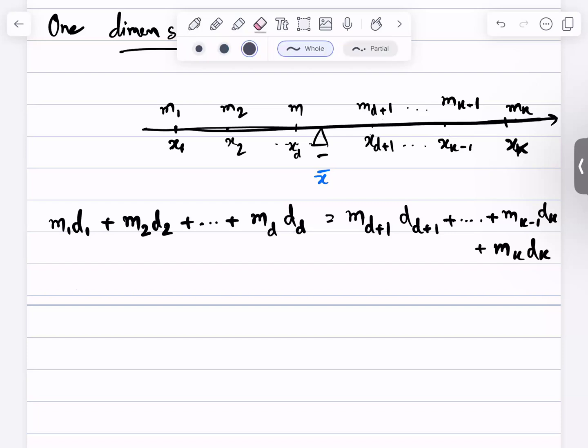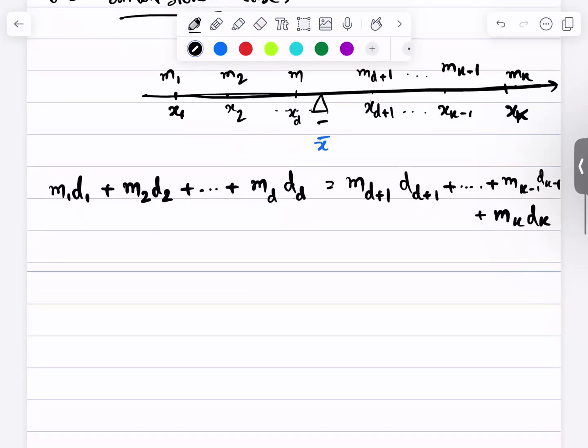Okay, there's a mistake, it should be that. So m1, m2 are masses, and d1, d2 are distances from each of these points to the center of mass. So d1 will be this distance, d2 will be this distance, and so on. Similarly, for this point d plus 1, this distance will be dd plus 1. What is dk? dk is the distance from this kth point to the center of mass.